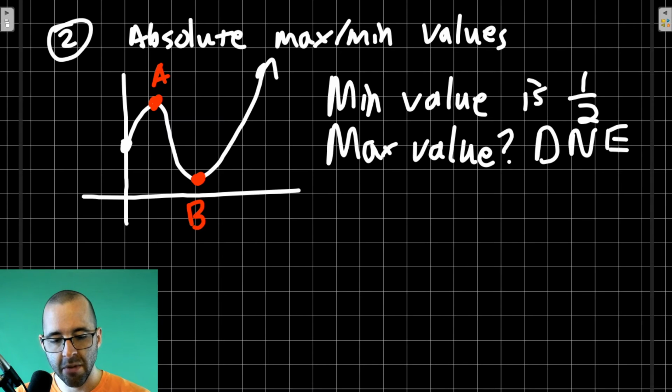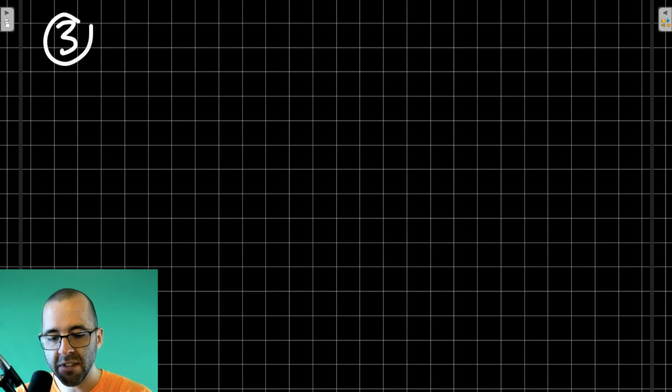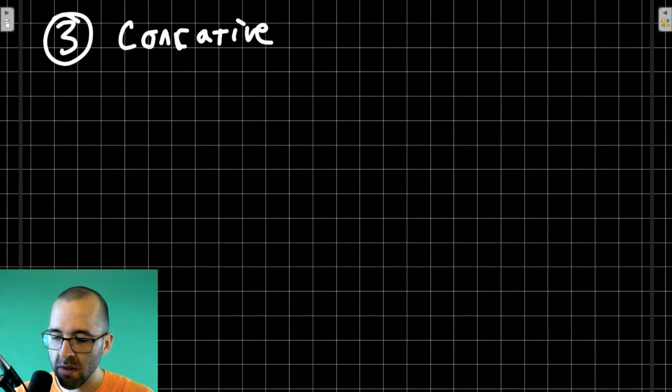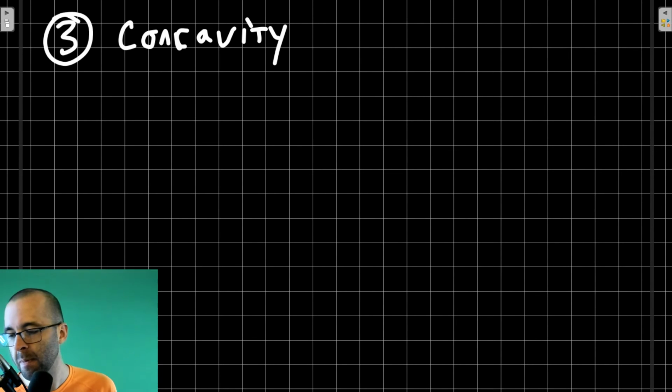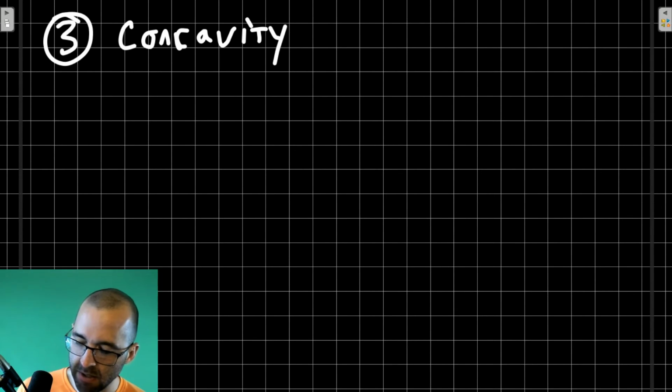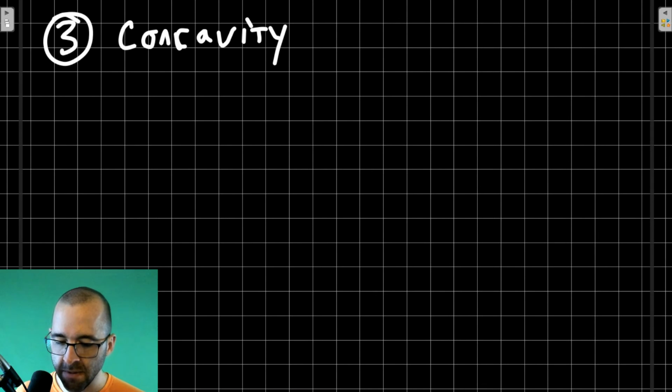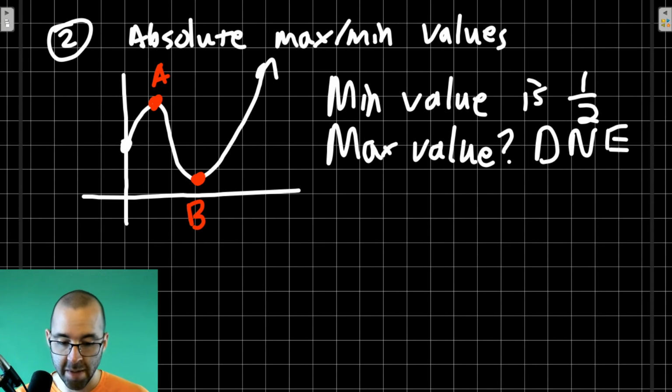Next thing is number 3, concavity, which, roughly speaking, is whether it looks like a parabola that's going up or down. I can't really type and talk at the same time. I'm so out of it today. I'm trying to get these videos to you guys in time. I really am out of it.